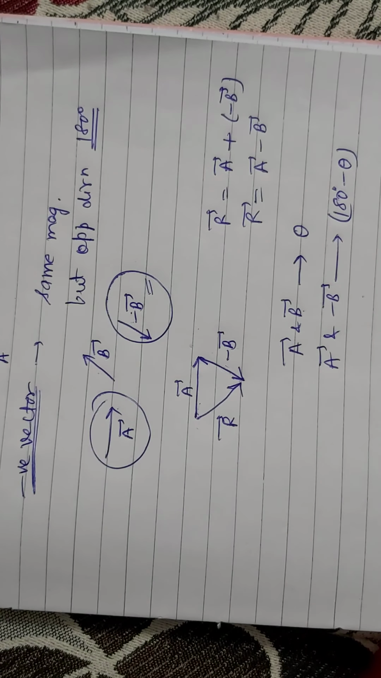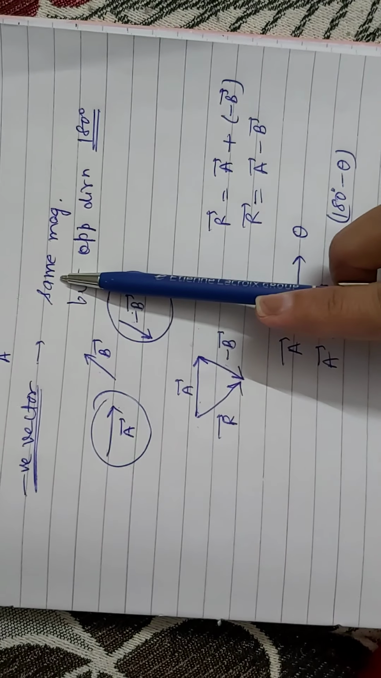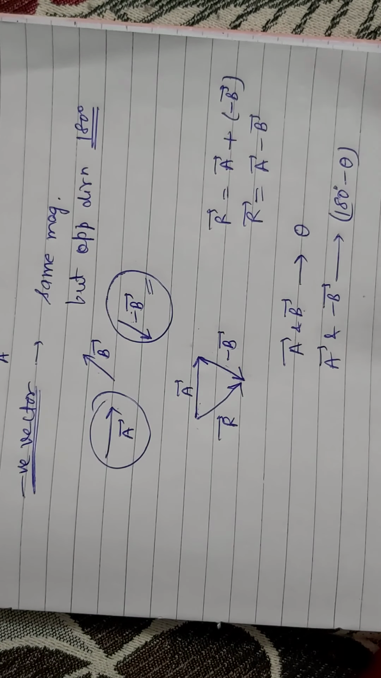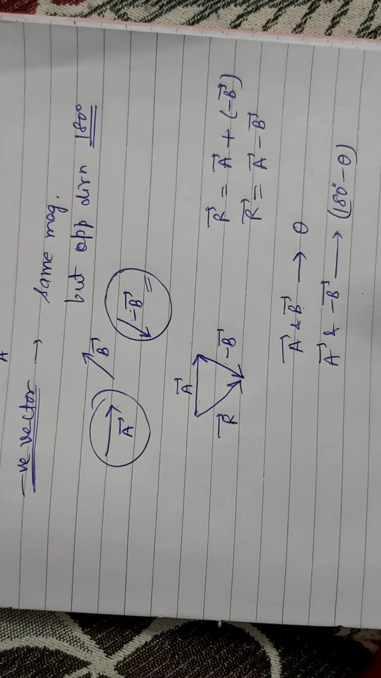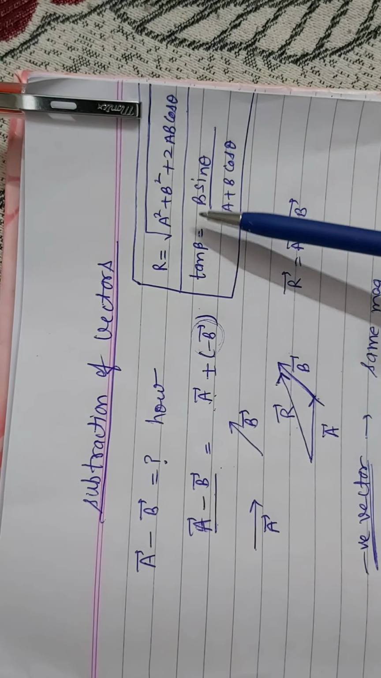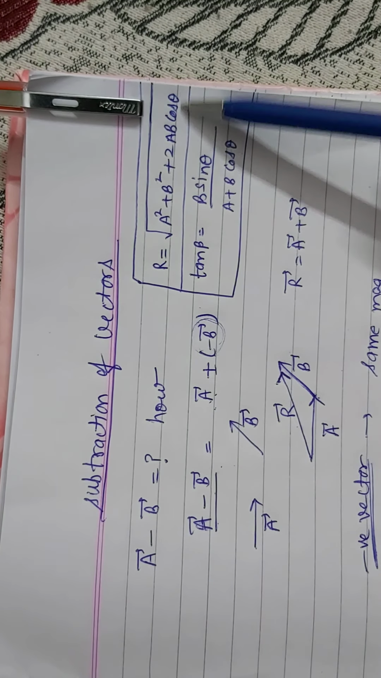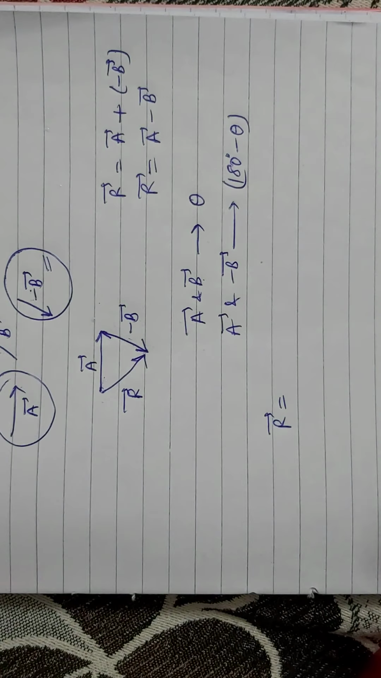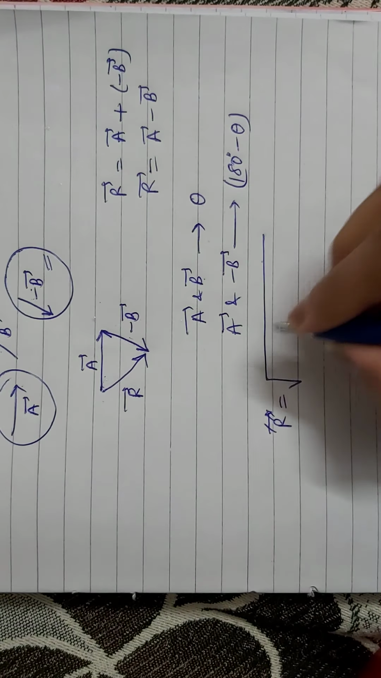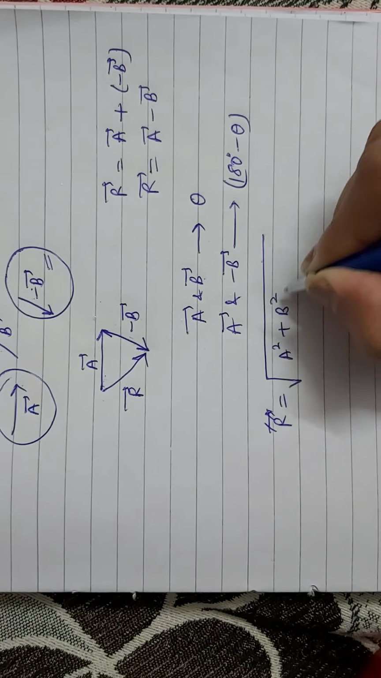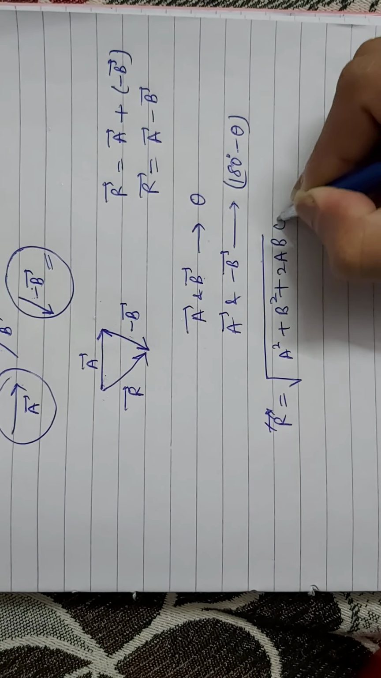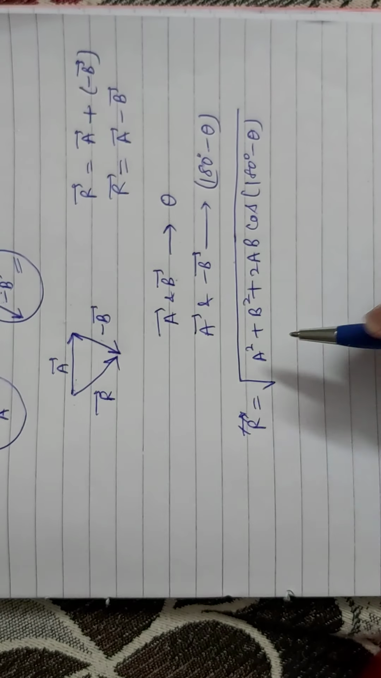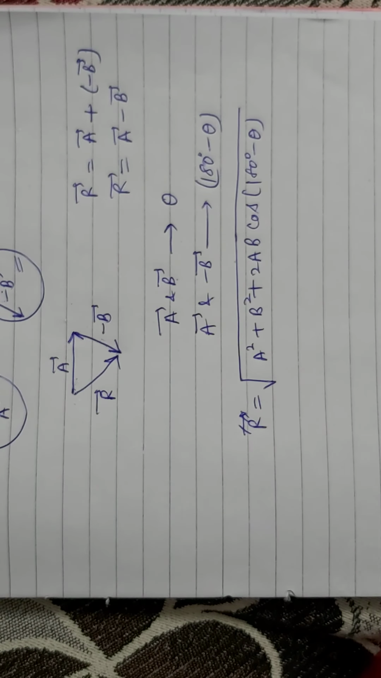The only difference is this, the magnitude is the same. The negative vector means they have the same magnitude, but the direction is opposite, and opposite means exactly 180 degrees. Okay, so this result is going to have the same form. The only difference is that theta will be replaced by 180 degrees minus theta. Okay, so what will be the resultant? It will be given by the magnitude only. Okay, root of A square plus B square plus 2AB cos of (180 degrees minus theta). Okay, so this resultant will give us the subtraction A minus B.